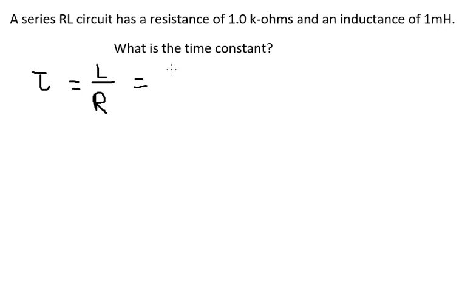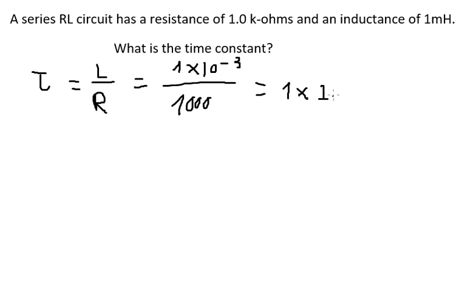So we will put 1 multiplied by 10 to the power of negative 3 over 1000, because 1 kilo represents 1000. So we calculate this, and we have 1 multiplied by 10 to the power of negative 6 seconds. We can write this as 1 microsecond. This is the end.